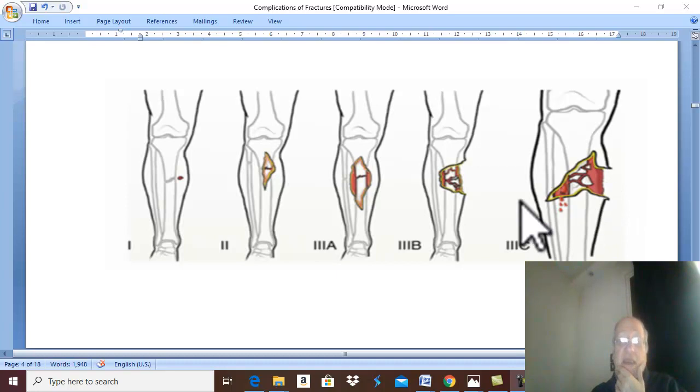What is the difference between grade A, B, and C? In grade A, soft tissue coverage is possible. We can surgically close the wound and cover the fracture because there is no marked tissue loss. Therefore, grade 3A, soft tissue coverage is possible surgically.